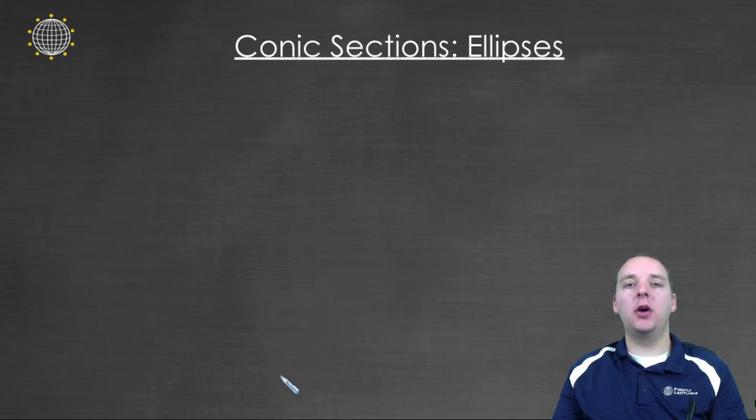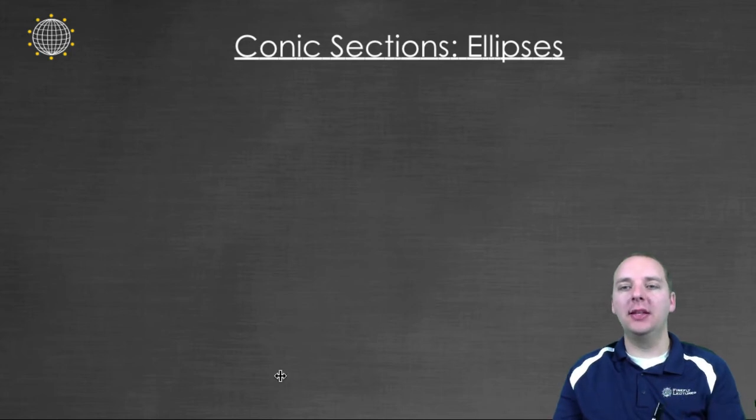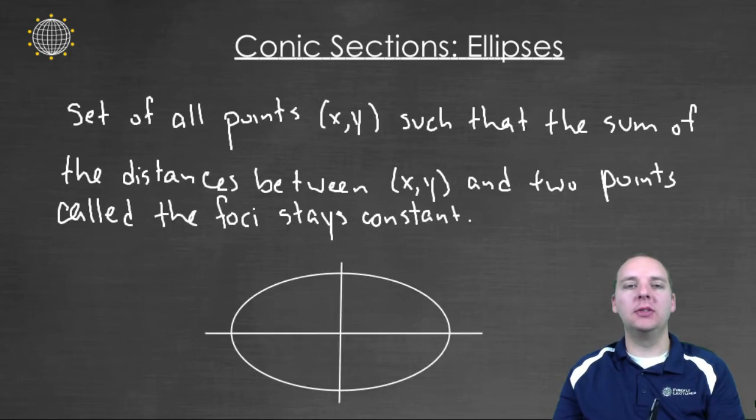In this video, we're going to talk about another of the conic sections called an ellipse. So an ellipse is basically an oval type shape. We've probably heard the word ellipse before, but we're going to look at this in a little bit more mathematical sense. Here's the formal definition of it.